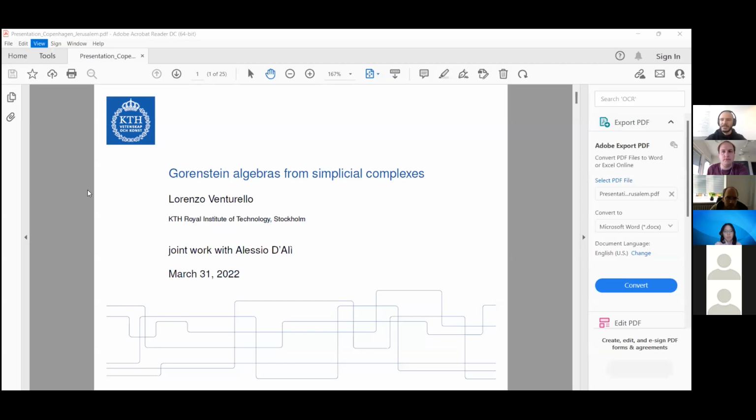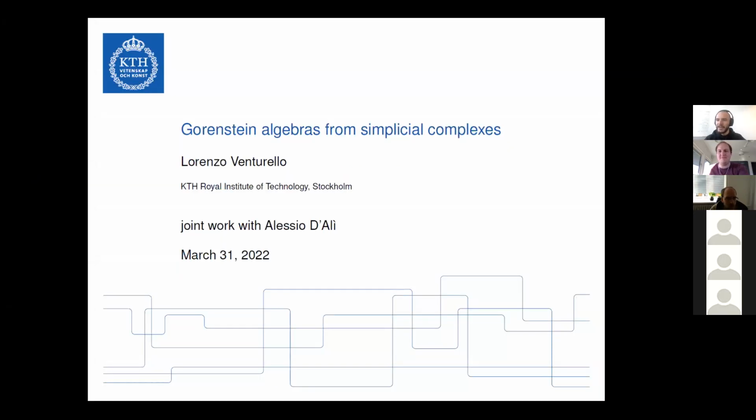I am from Scandinavia, so like a neighboring country. I will speak about a recent project with Alessio D'Alì, who is from the University of Osnabrück in Germany. The title of my talk is Gorenstein algebras from simplicial complexes.